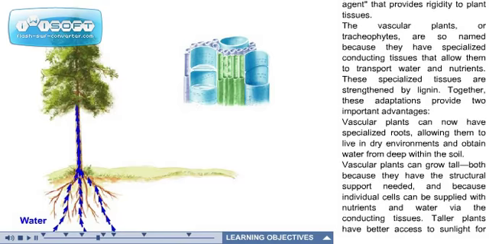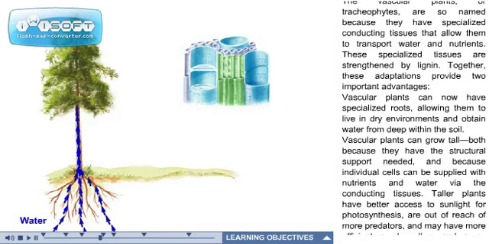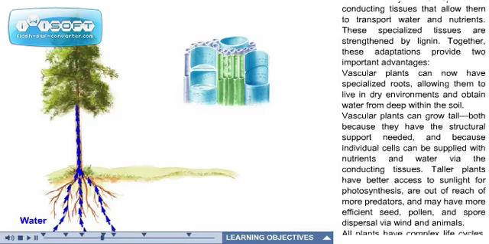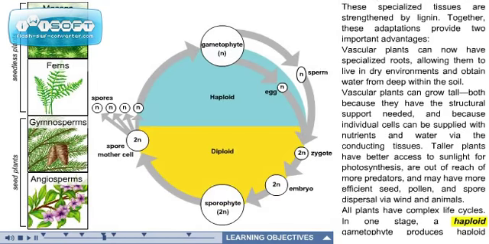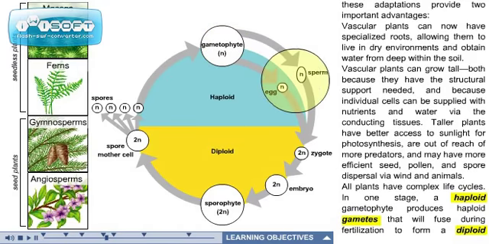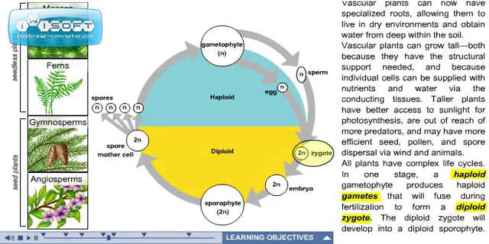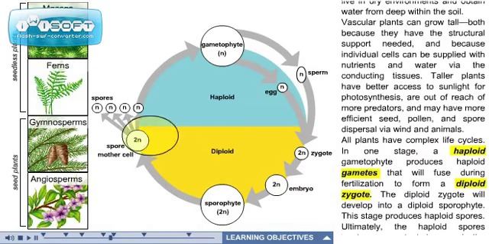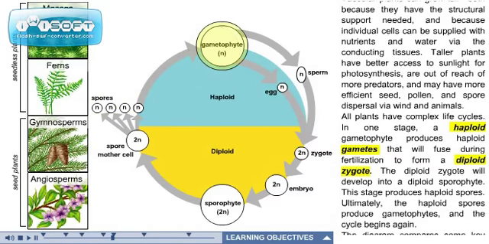Taller plants have better access to sunlight for photosynthesis, are out of reach of more predators, and may have more efficient seed, pollen, and spore dispersal via wind and animals. All plants have complex life cycles. In one stage, a haploid gametophyte produces haploid gametes that will fuse during fertilization to form a diploid zygote. The diploid zygote will develop into a diploid sporophyte. This stage produces haploid spores. Ultimately, the haploid spores produce gametophytes, and the cycle begins again.